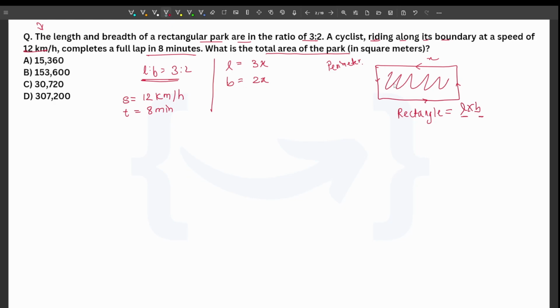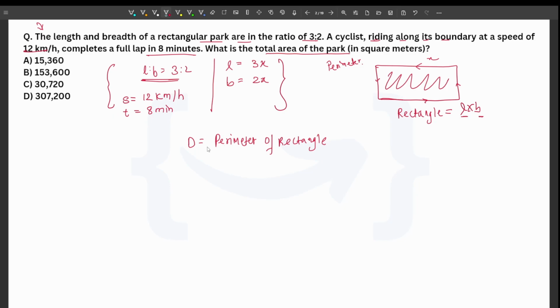Okay, so the cyclist is traveling on the boundary, so he will definitely travel some distance. Don't you think he is traveling on the boundary of the rectangle, as the question states? So if he is traveling on the boundary, the boundary is equivalent to the perimeter of the rectangle. This is the hidden thing that you need to find out, because the question only has this much information associated. So this is the main equation. If you're able to get the answer from here, bingo, you are done.